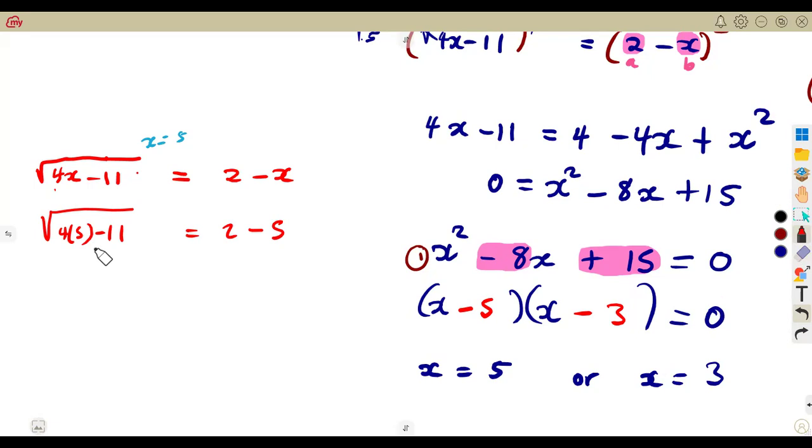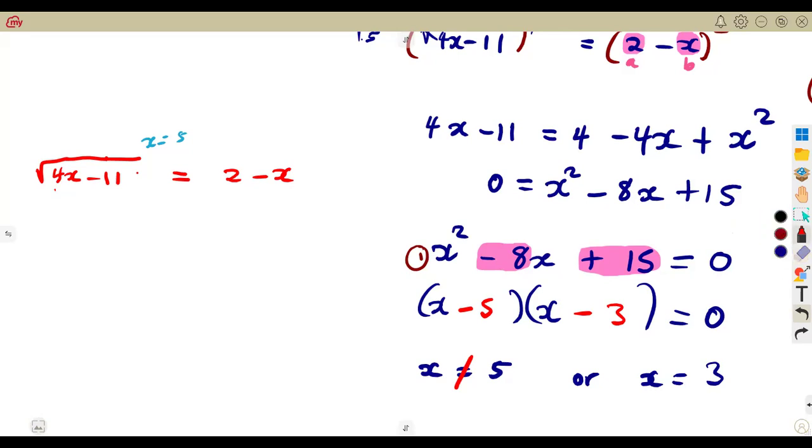So it was going to be 20 minus 11, which is 9. Then the square root of 9, guys, is going to give us a 3. But 2 minus 5 is minus 3. 3 and minus 3 are not the same. So you cannot say this is equal to. They are not equal. So x cannot be a 5. All right, x cannot be a 5. Let's move on to another value and test again.